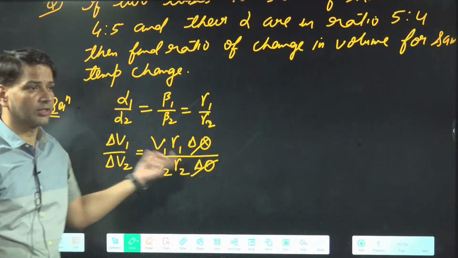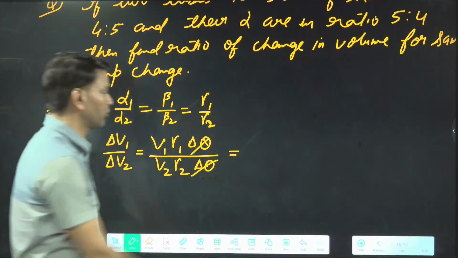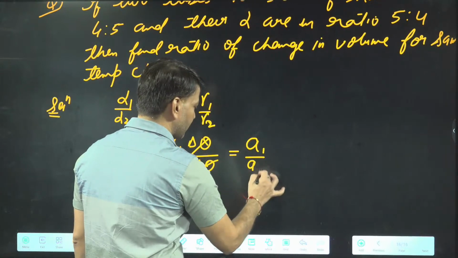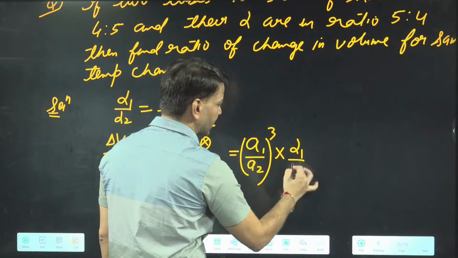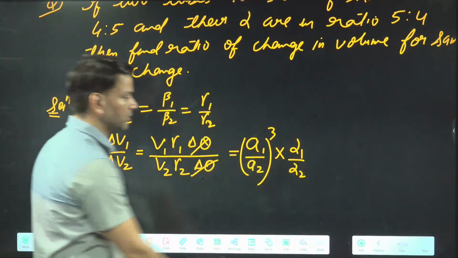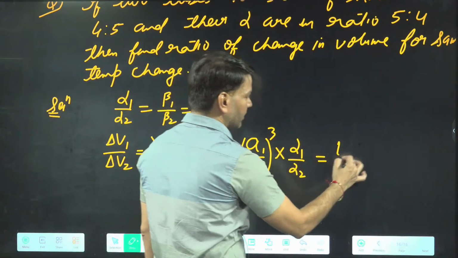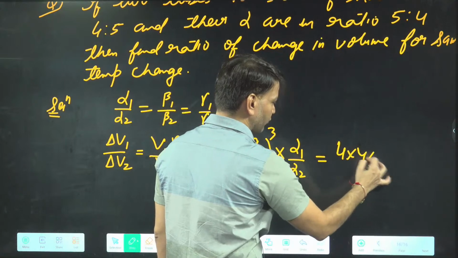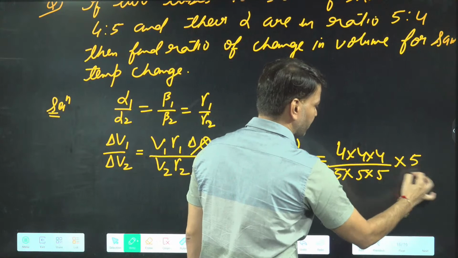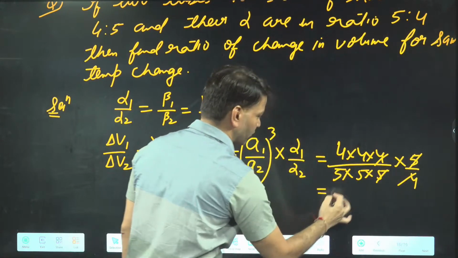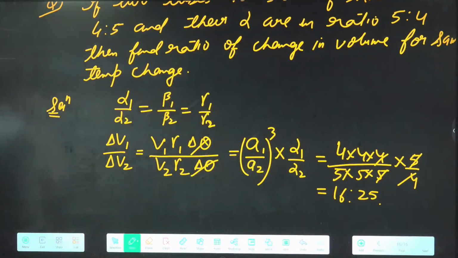This is a cube. So what is the V1 by V2 you will take? Volume of the cube is what? Side cube. Side cube means you can take A1 by A2 whole cube into gamma 1 by gamma 2, which I can write directly as alpha 1 by alpha 2. Now the side ratio they have given is 4:5. Then 4 into 4 into 4 by 5 into 5 into 5, and the alpha ratio they have given is 5/4. So 5 and 5, 4 and 4 cancel out. What we got? 16:25. Okay.